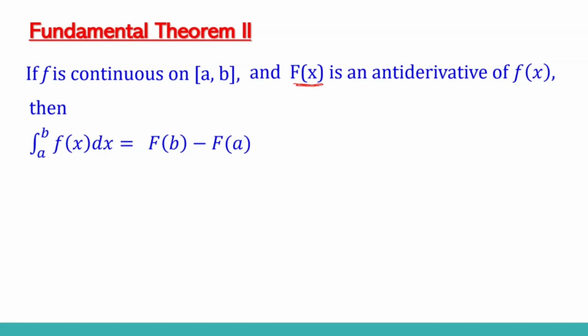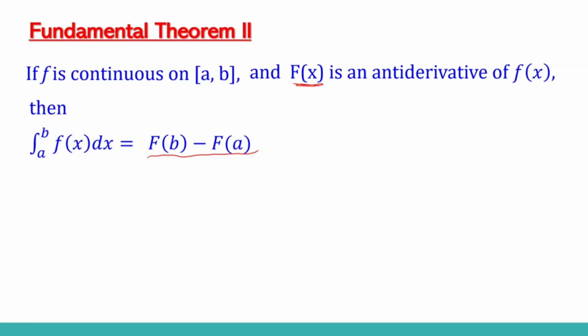So assume that you know the antiderivative of the given function. Then the integral of that function from a to b, where a and b are constant numbers, is given as F(b) minus F(a). That means the value of capital F at the upper limit b minus its value at the lower limit a. Again repeating, capital F is the antiderivative of the given function f.